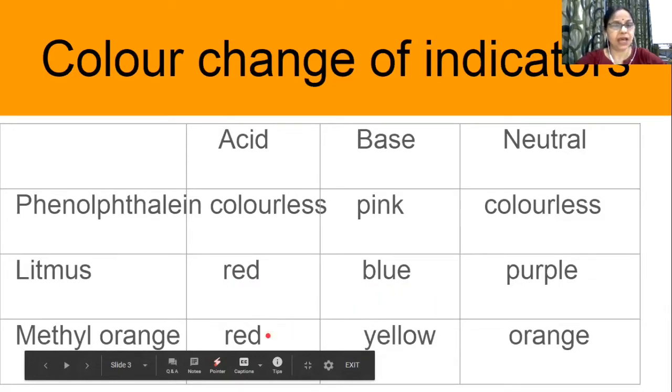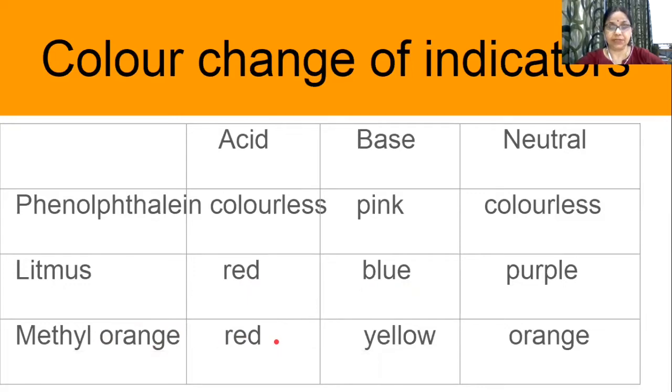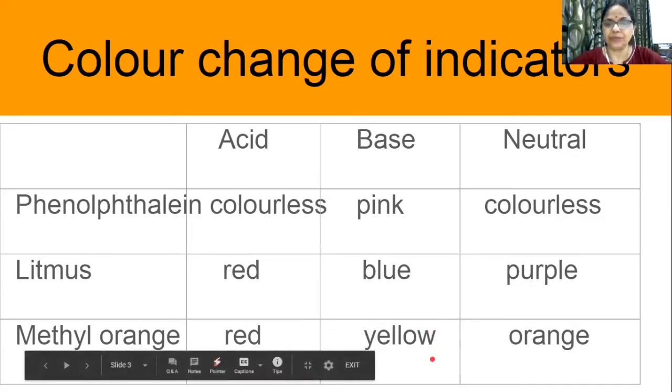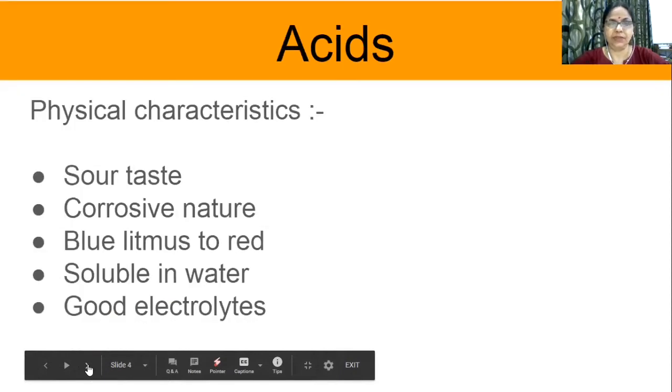Next comes methyl orange. Orange in neutral medium, while in acidic medium it is red. Means in acidic medium it becomes a little deeper in color. In basic medium it becomes yellow. Means it becomes a little lighter in color from orange. Okay. So these are the three very important indicators.